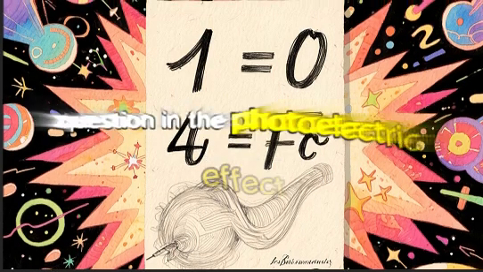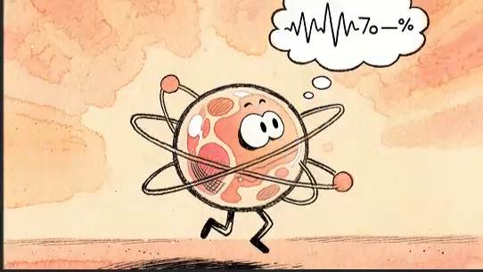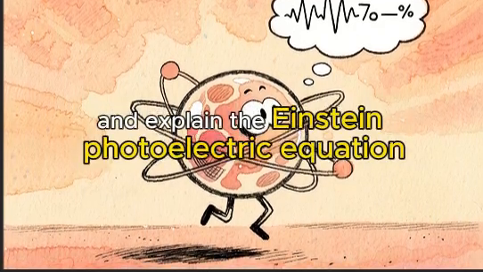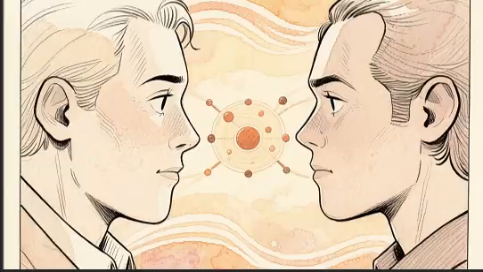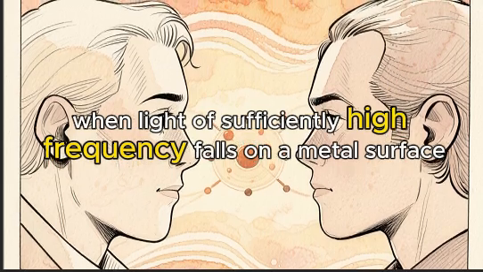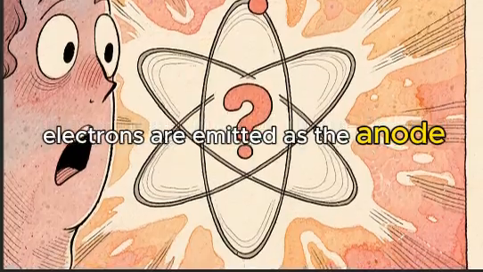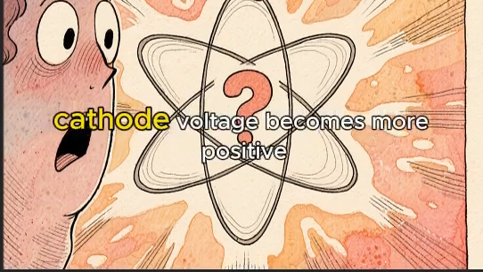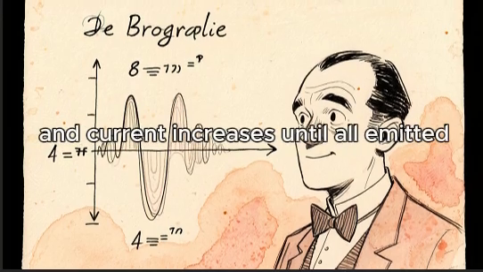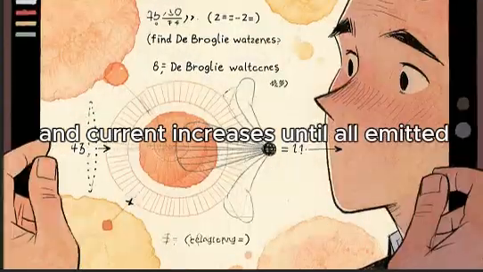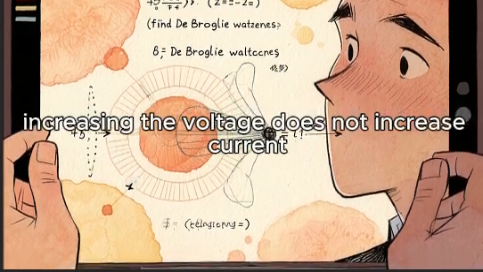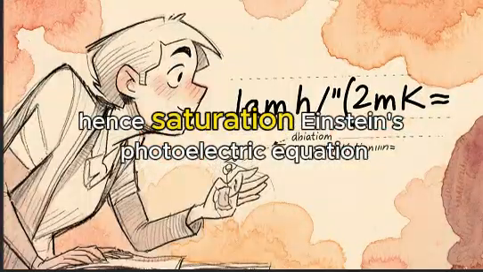2. Question. In the photoelectric effect, why does the photoelectric current saturate? State and explain the Einstein photoelectric equation. Answer. When light of sufficiently high frequency falls on a metal surface, electrons are emitted. As the anode-cathode voltage becomes more positive, more emitted electrons are collected and current increases until all emitted electrons are collected. Further increasing the voltage does not increase current, hence saturation.